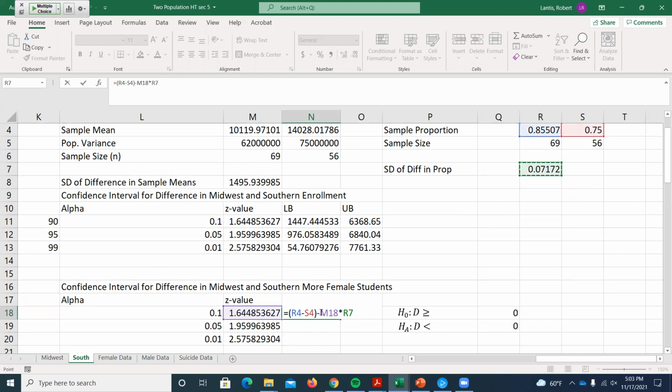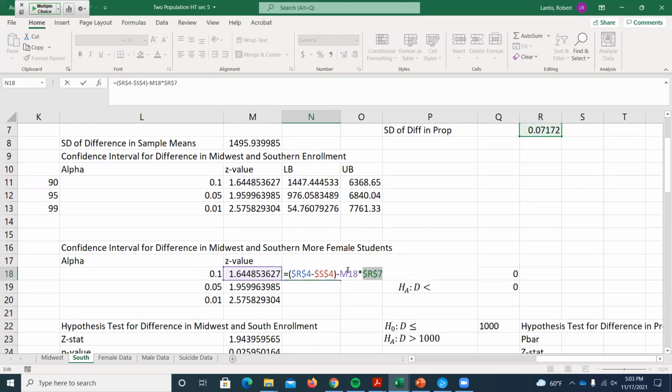If I want to copy this down and get the lower bound for the next 2 confidence levels as well, what am I going to want to do here? The only thing that I want to change is what? Yeah, that z value. Okay. So everything else is going to be the exact same. So I'm going to go through, hit F4 or Command T on a Mac, and freeze everything else. All right. So those cell references won't change when I copy this down.